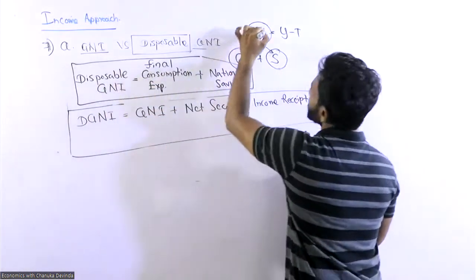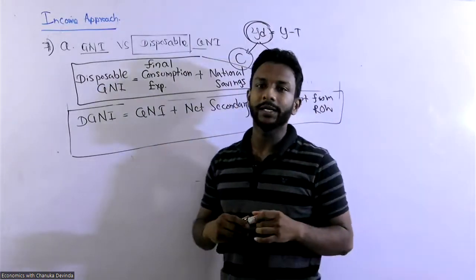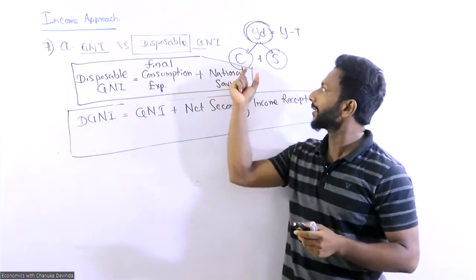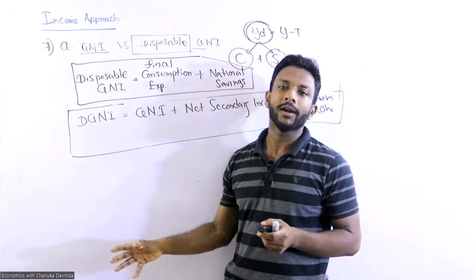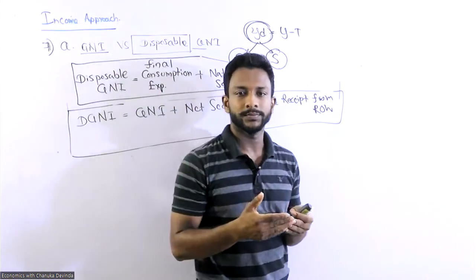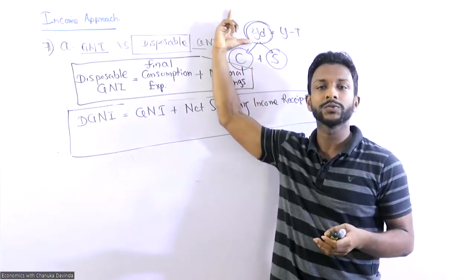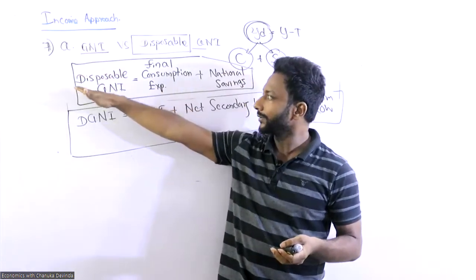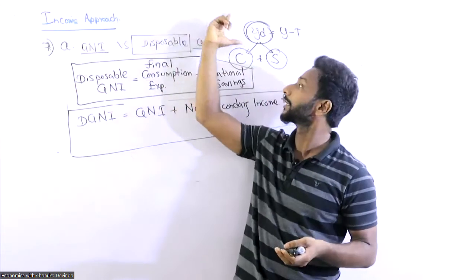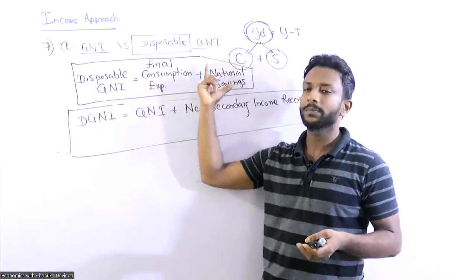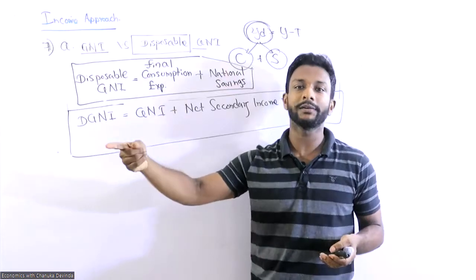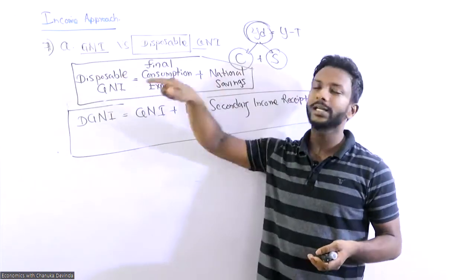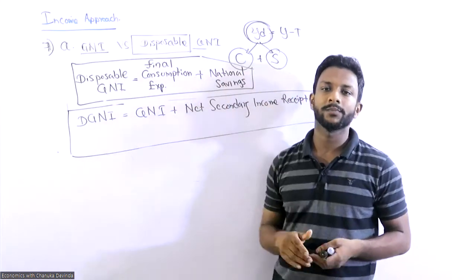Under that principle, YD, disposable income, can be spent in two ways, consisting of two things. First one is consumption expenditure and second one is savings. So when we add consumption plus savings together, we can identify disposable income. That principle can be applied to the national level. So disposable gross national income equals consumption plus savings. Consumption would be at the national level, final consumption expenditure, and savings would also be at the national level, so national savings.